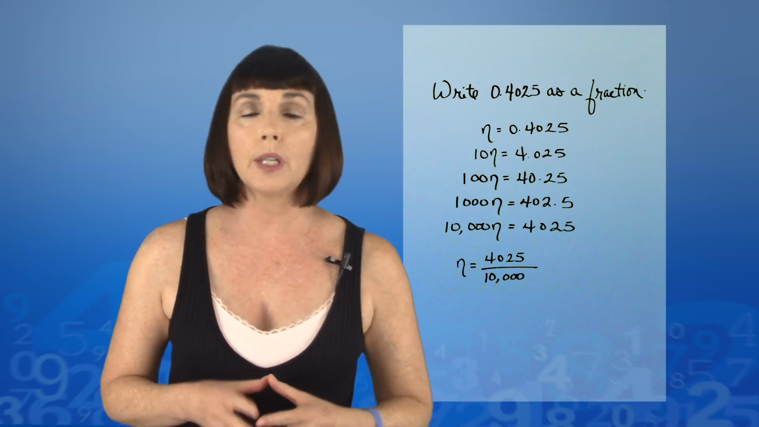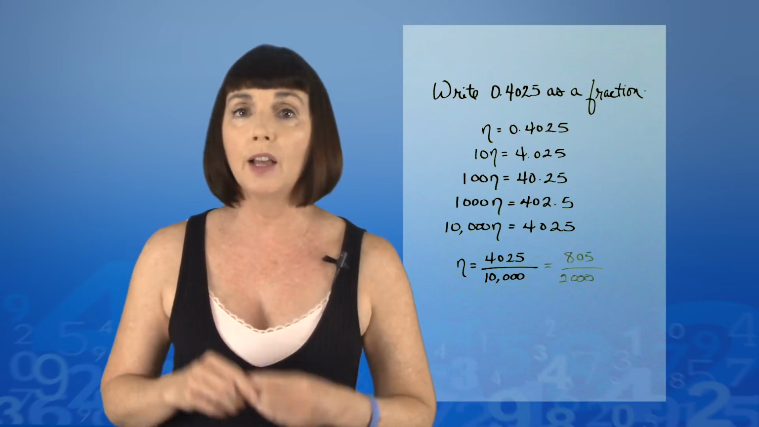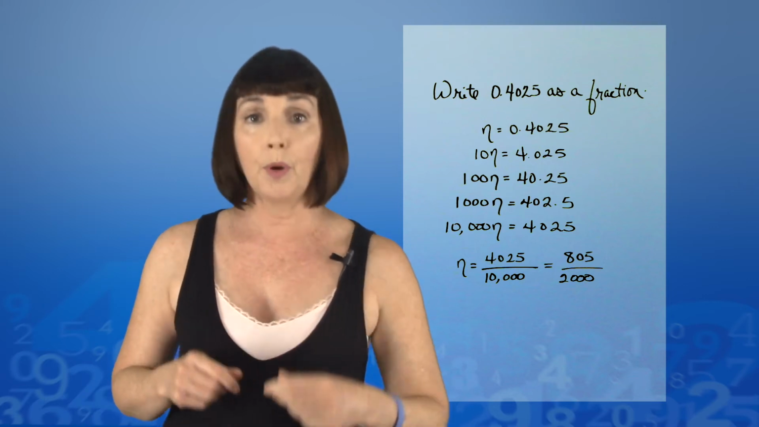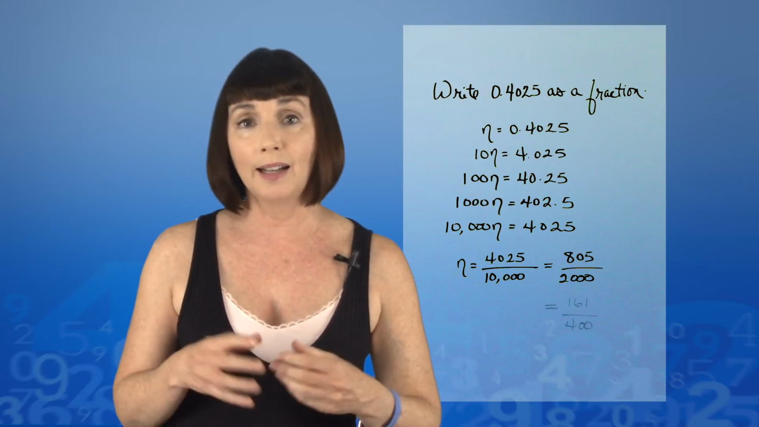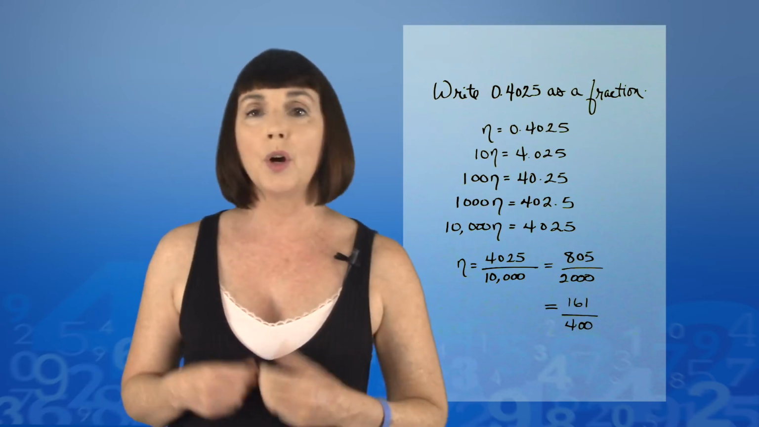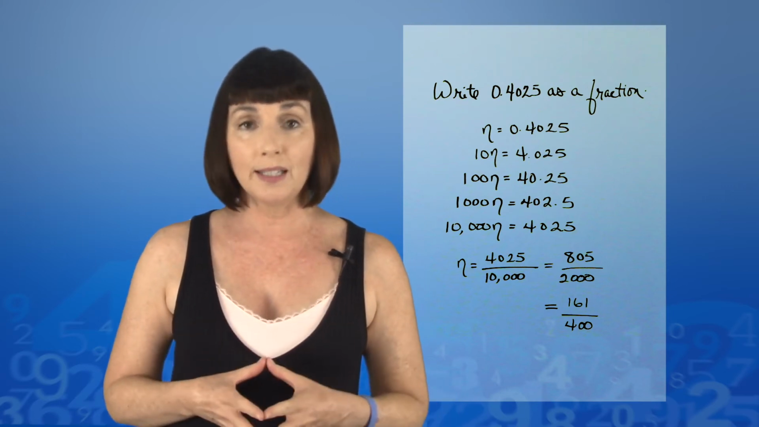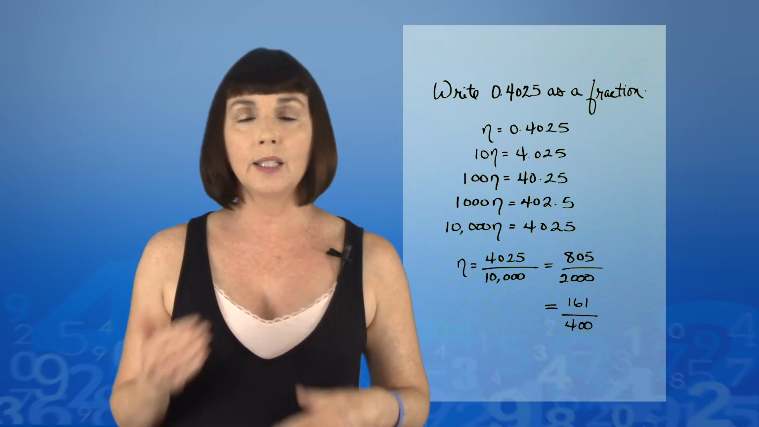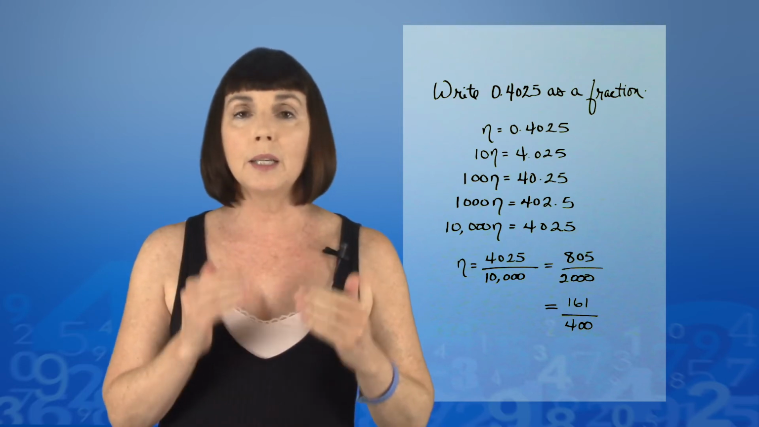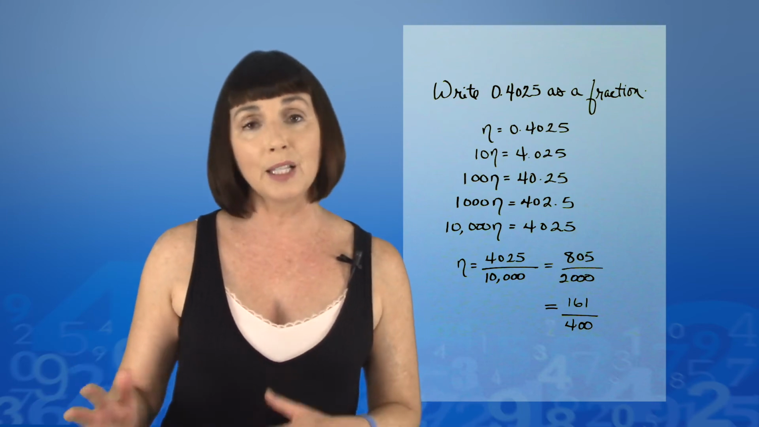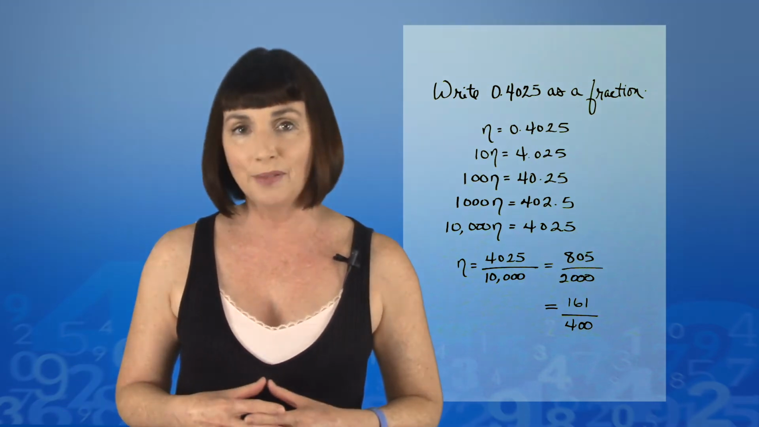Now I can reduce. I can reduce both those numbers by 5, and I get 805 over 2,000. I can reduce both those numbers by 5 as well, and I get 161 over 400. So that is my fractional representation. So all I did was multiply by increasing powers of 10 until I had eliminated everything on the right side of the decimal point and moved it to the left.